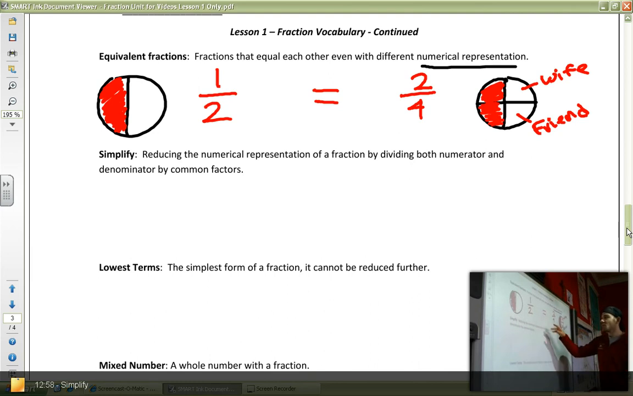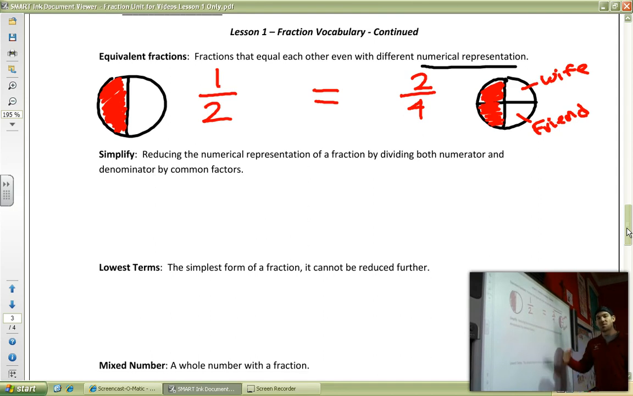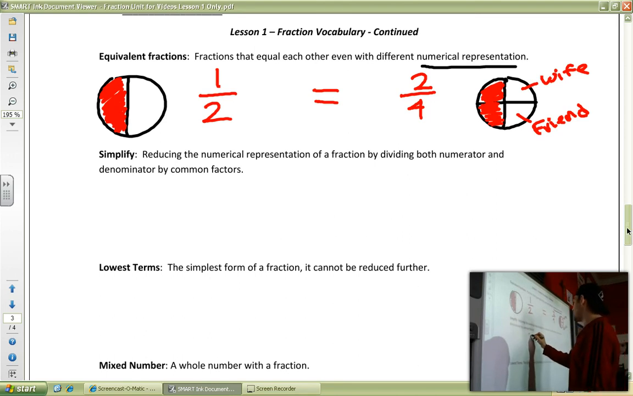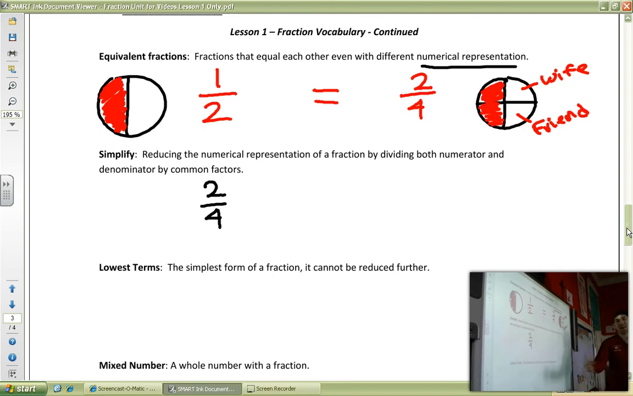Great. We're going to use this example right up here to simplify. That means reducing the numerical representation. Remember, numerical representation just means numbers. Reducing the numbers, making them a smaller fraction by dividing both the numerator, top, and denominator, bottom, by common factors. Okay, well, I'm going to start here. To reduce it down, I have 2 pieces of pizza out of 4, okay? But I can make that easier to understand if I divide the top and the bottom by the same factor, okay? The common factor for 2 and 4 is 2.